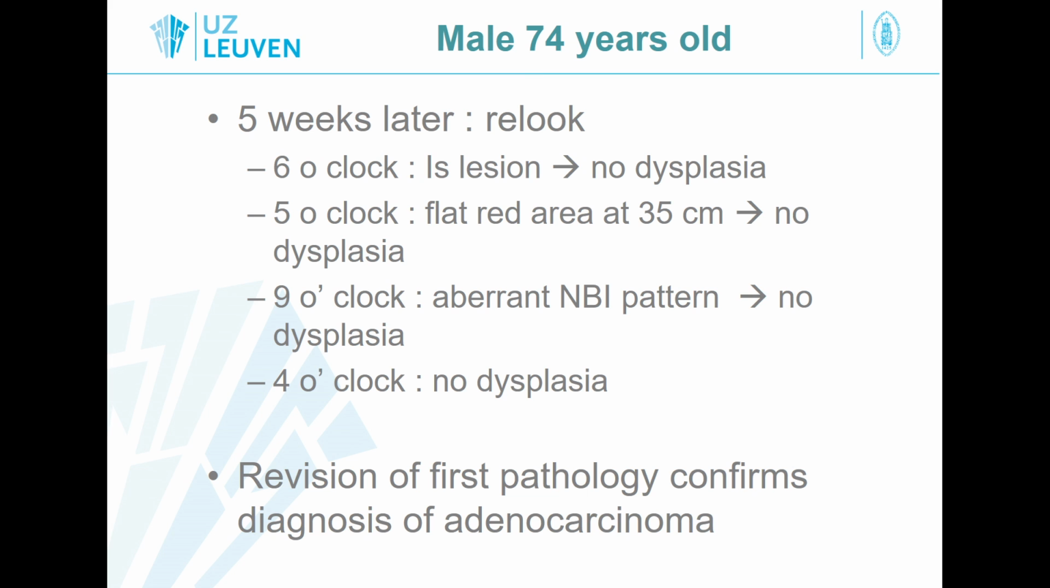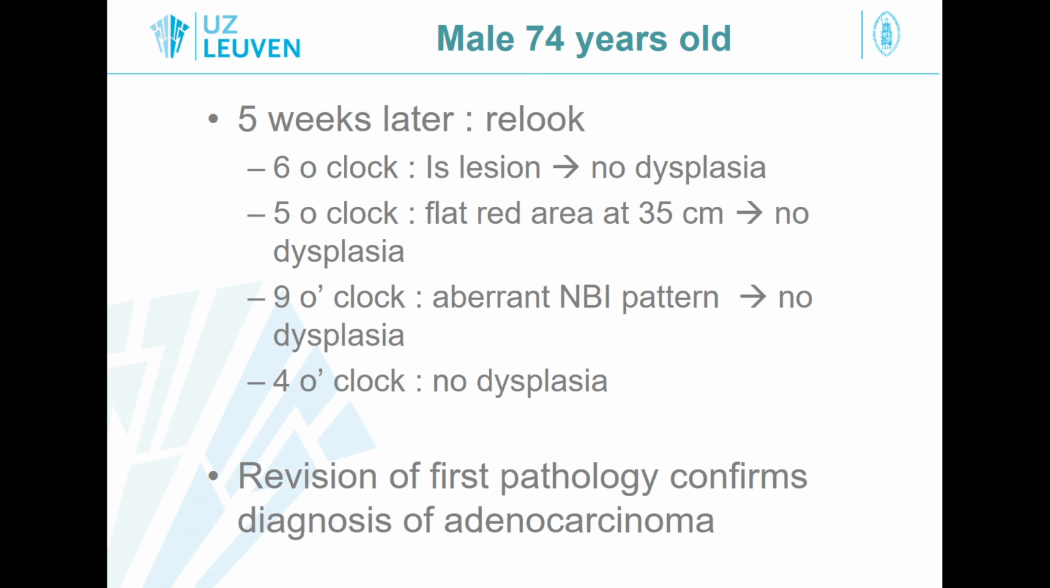And then she took the biopsies a little bit more in different containers. She thought she could see something at 6 o'clock, called it a 1S lesion, no dysplasia. And then at 5 o'clock, there was a flat red area described in her protocol, no dysplasia. At 9 o'clock, she could see an aberrant NBI pattern, no dysplasia. And at 4 o'clock, other biopsies were taken. So basically, they couldn't find it again.